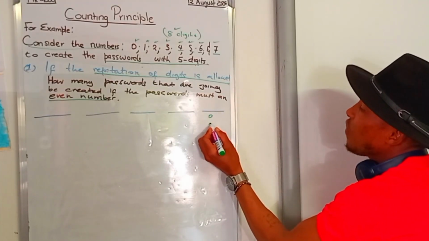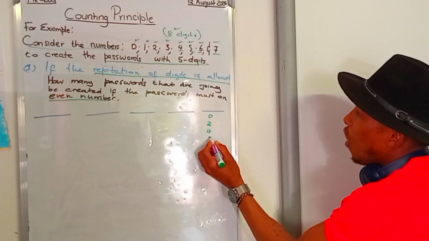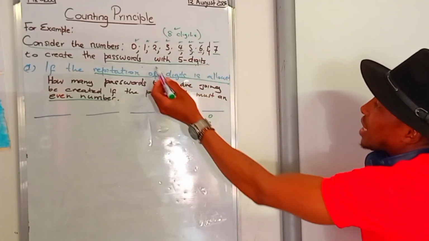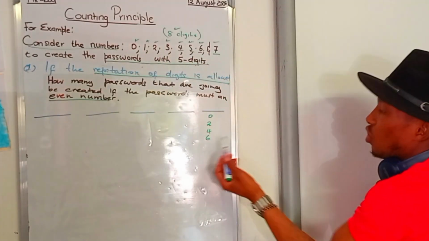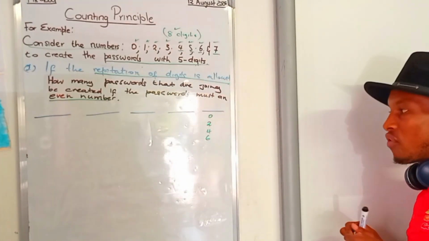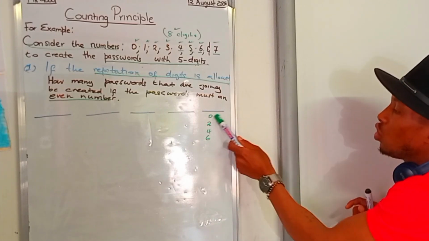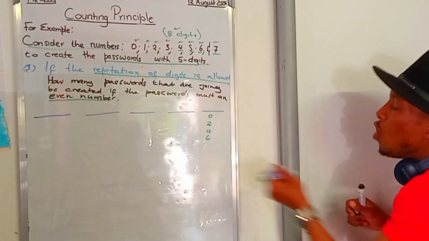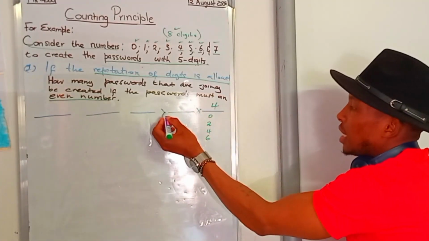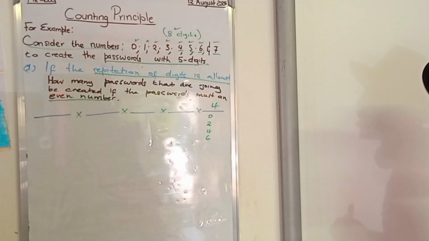Then on the last position we are just going to look at 0, 2, 4, 6, because we have only these even numbers. We don't have 8 here. Don't put 8. We are just using the digits that we have. That means on this event, we choose from how many even numbers? We have 4 even numbers. Then you put a multiplication sign.